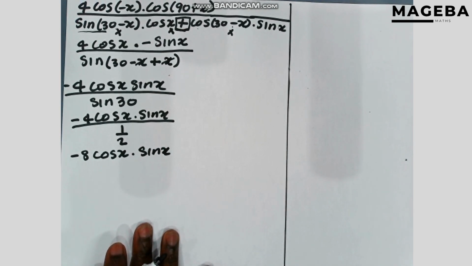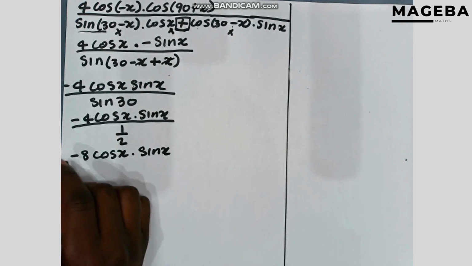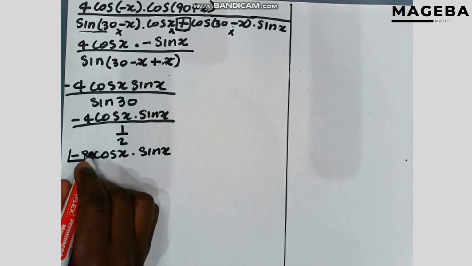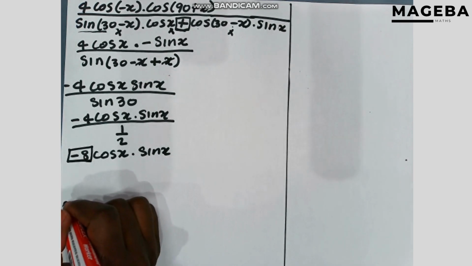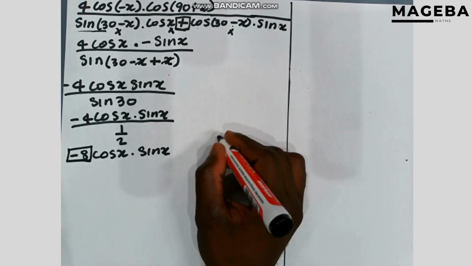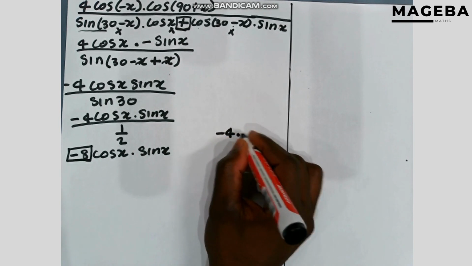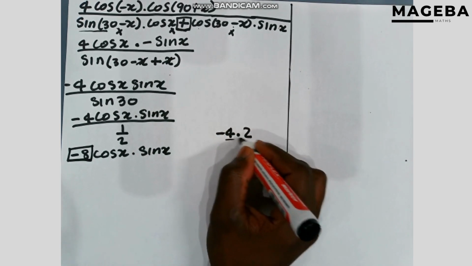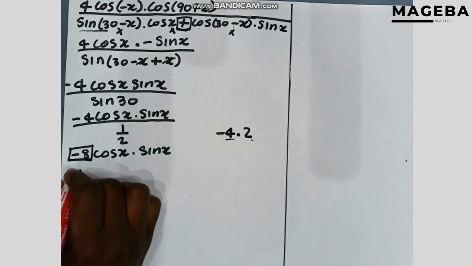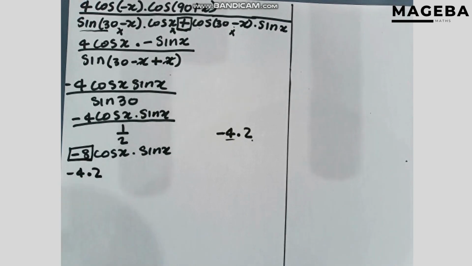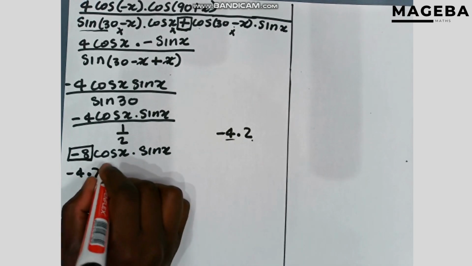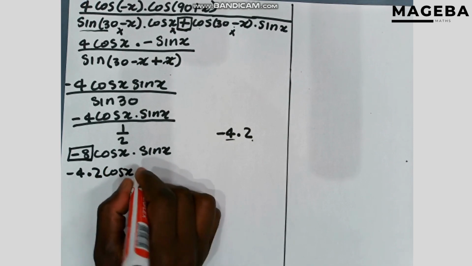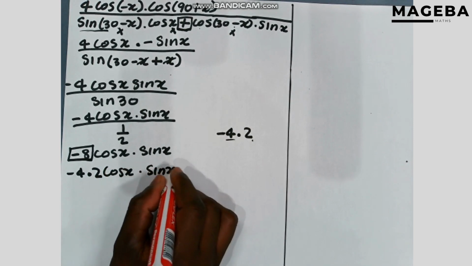Then one will say, when we reach this stage, we are done with our simplification, but I don't think so. What I can do here is try to separate these 8, finding that negative 4 times 2 is going to give us 8, and then we're going to have cos x times sine x.